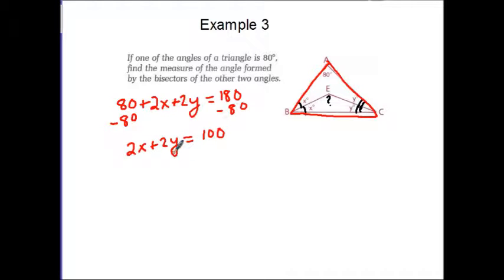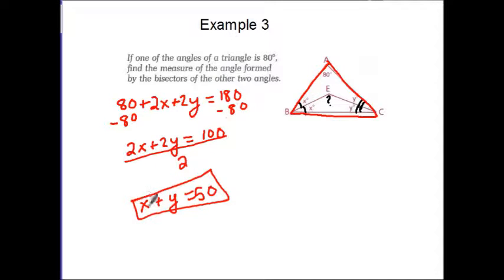But let's simplify this as far as we can. We know that all three pieces are divisible by 2, so let's do that. We know that x plus y is going to equal 50. Now, on the surface, that doesn't look very helpful. Is x 10 and y 40? Is x 30 and y 20? We don't know. But actually, that's not important.